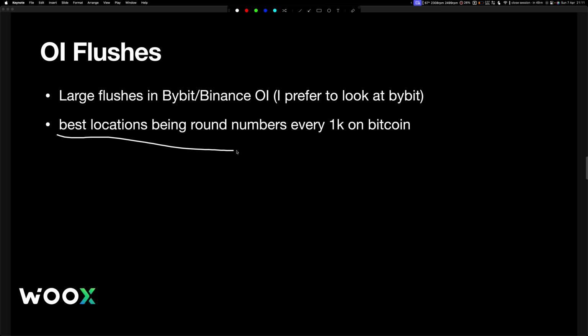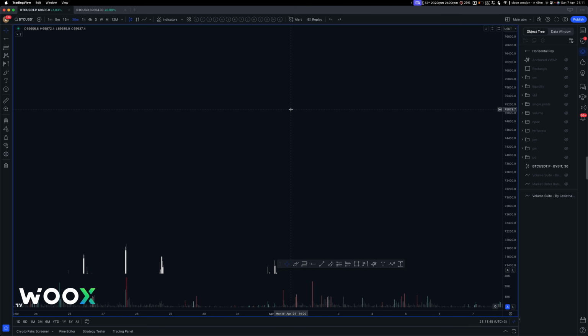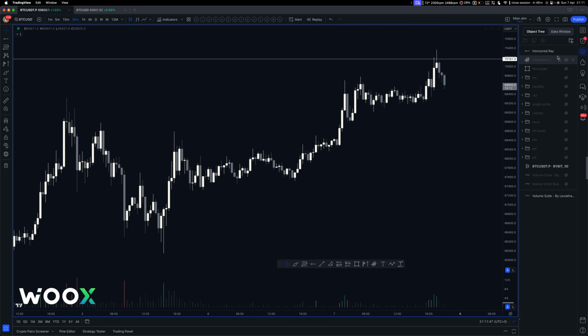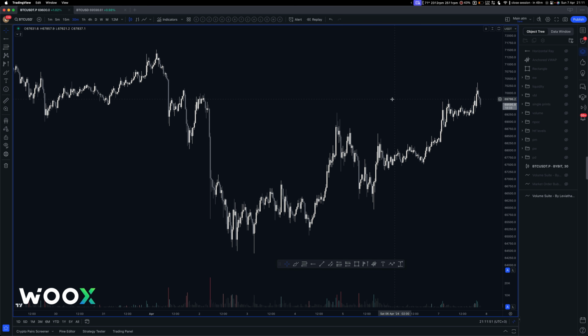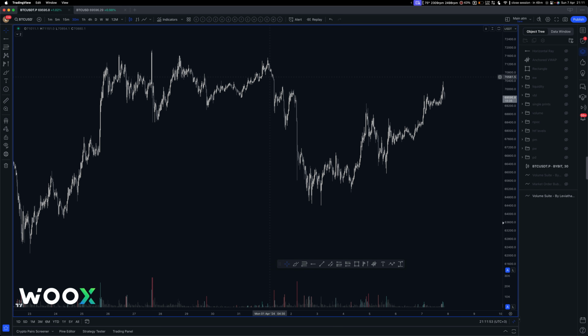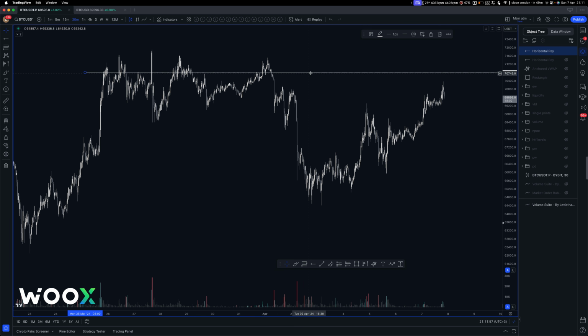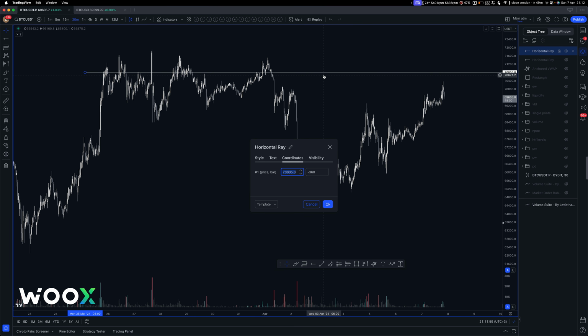Now, the best location to be looking for this, at least from my experience, is round numbers, on every 1k Bitcoin. You can change this however you want, everyone's going to have different ways of doing things. But there's an indicator to do this as well, so be my guest and use that, because I recommend it. I just won't bring it up now because it might show things I don't want to show off. But if we just hit, for example, $70,000, right?